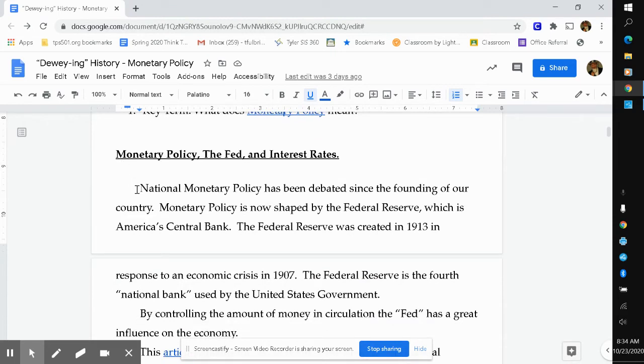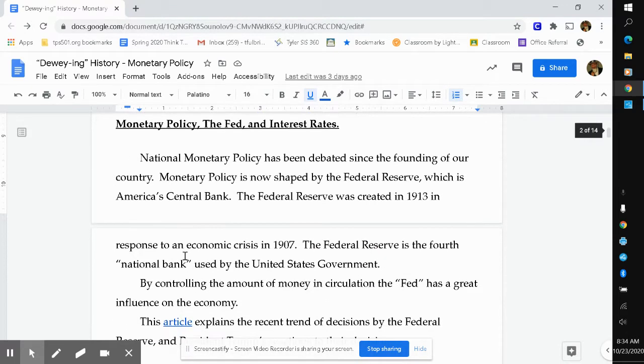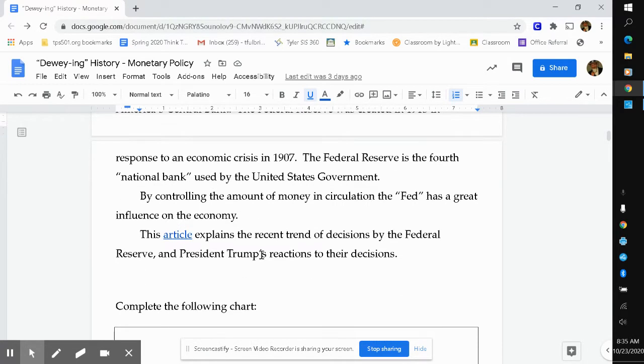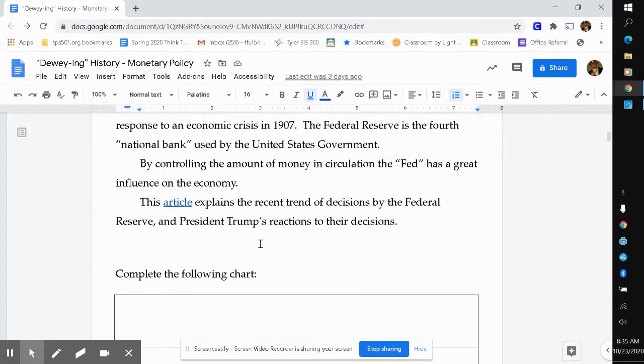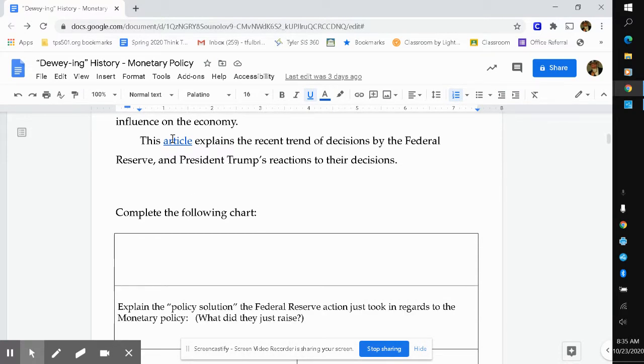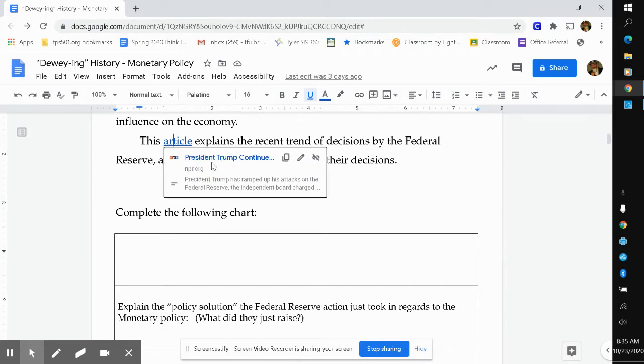Monetary policy has been debated since the founding of the country. It's shaped by the Federal Reserve, which was created in 1913 after a crisis in 1907. It's our fourth national bank. The Fed, through controlling the amount of money in circulation, has a great influence on the economy. We're going to learn in this article just exactly how that is.